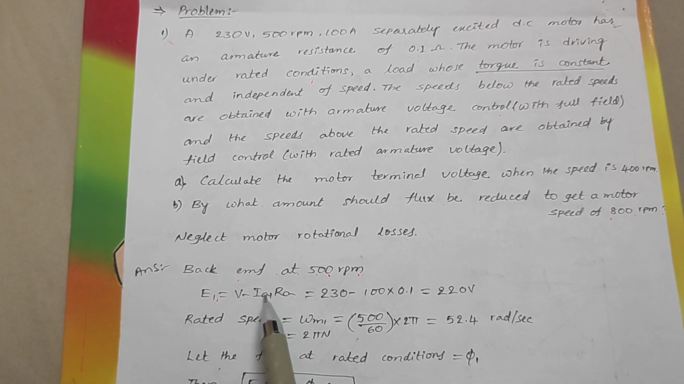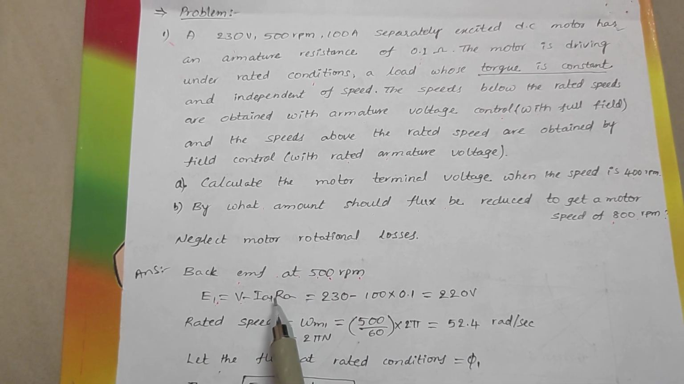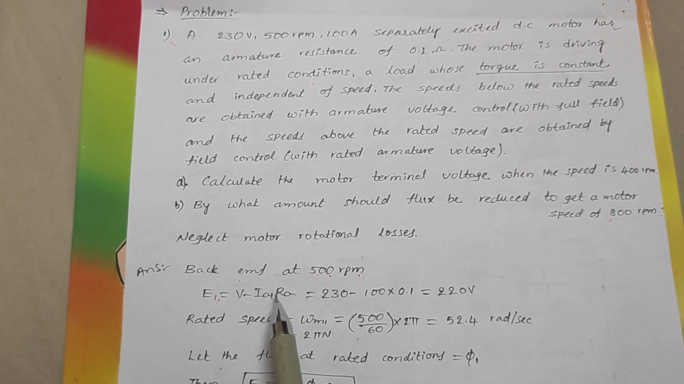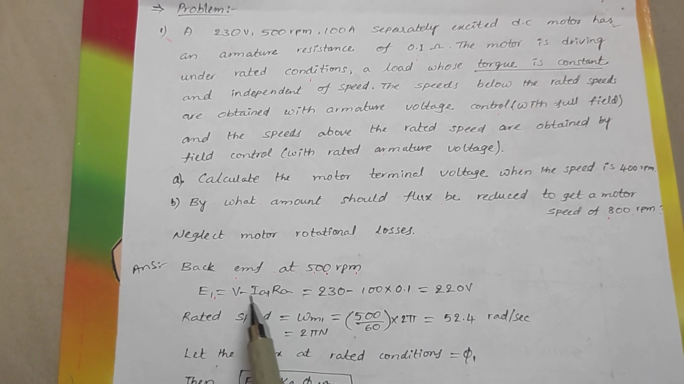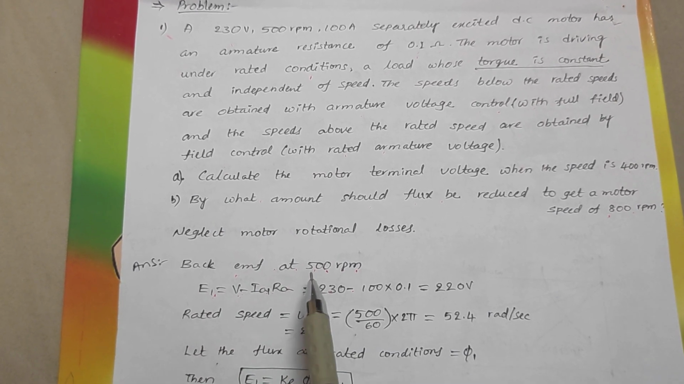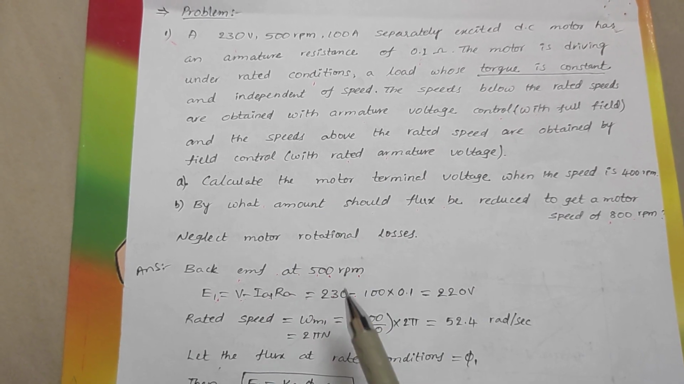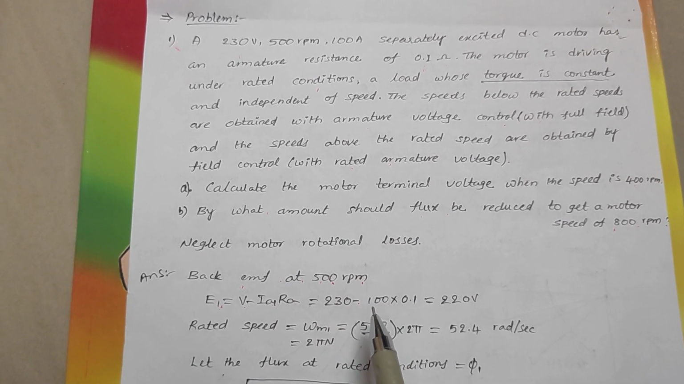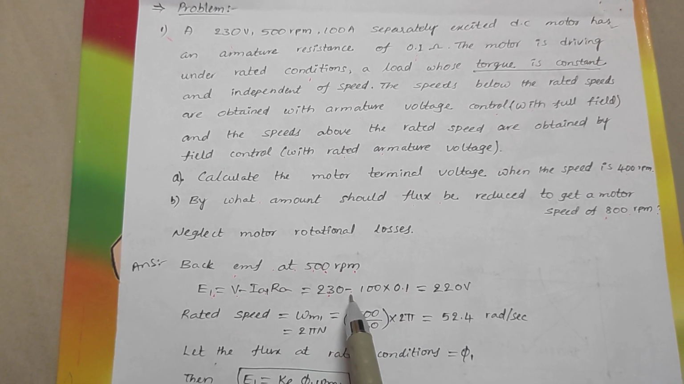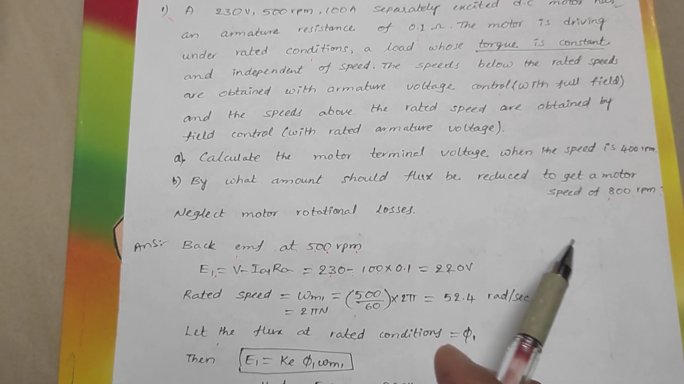E1 is equal to V minus IA1 into RA corresponding to this RPM, and as load torque is constant, IA is always constant. So V is equal to 230 from the given data, minus IA, the armature current, which is 100 ampere, into 0.1, the armature resistance. 230 minus 100 into 0.1, you will get 220 volts.